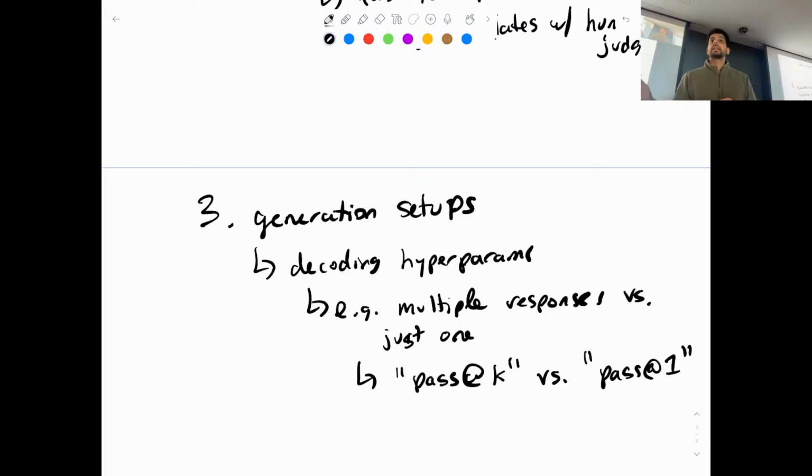At pass at k, you allow the model to generate k different programs, and if any of them passes the unit test, it gets full credit. Whereas with pass at 1, the model generates just one sample and it gets no credit if it fails the unit test. So why might this pass at k be a useful measure for certain tasks?